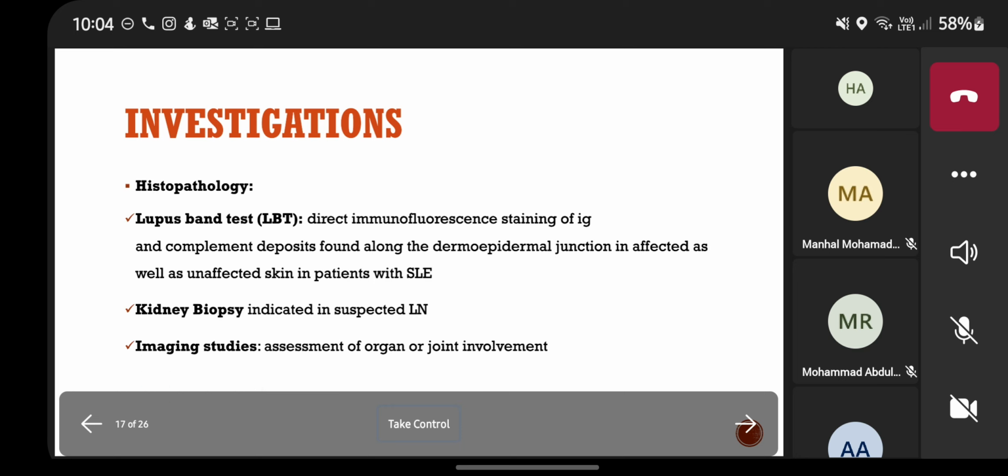Histopathology: the lupus band test is directed immunofluorescent staining of antibody and complement deposits found along the dermo-epidermal junction in affected as well as unaffected skin in patients with SLE, and kidney biopsy is indicated in suspected lupus nephritis. So if we suspect the patient has lupus nephritis, we indicate the kidney biopsy. Imaging studies are used for assessment of organ or joint involvement.